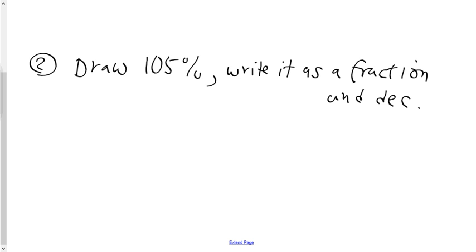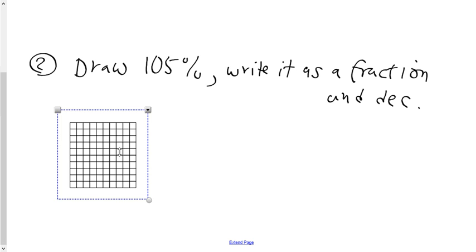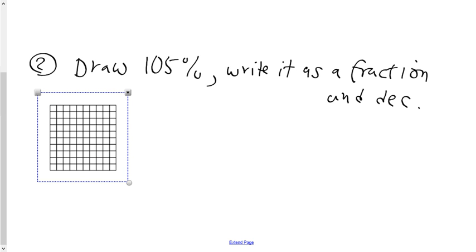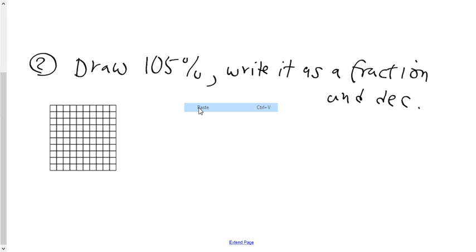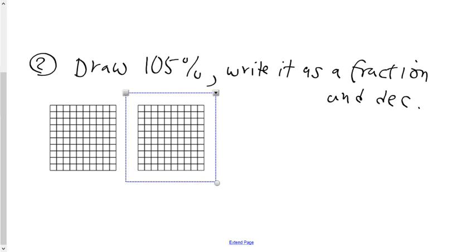Our second question says draw 105%, write it as a fraction and a decimal. So again, if we're going to draw it, since we're drawing percentages, we're going to start with our hundreds grid. But because we're dealing with more than 100%, we actually have to have 2 of these in here, right? Because 100% will be this.